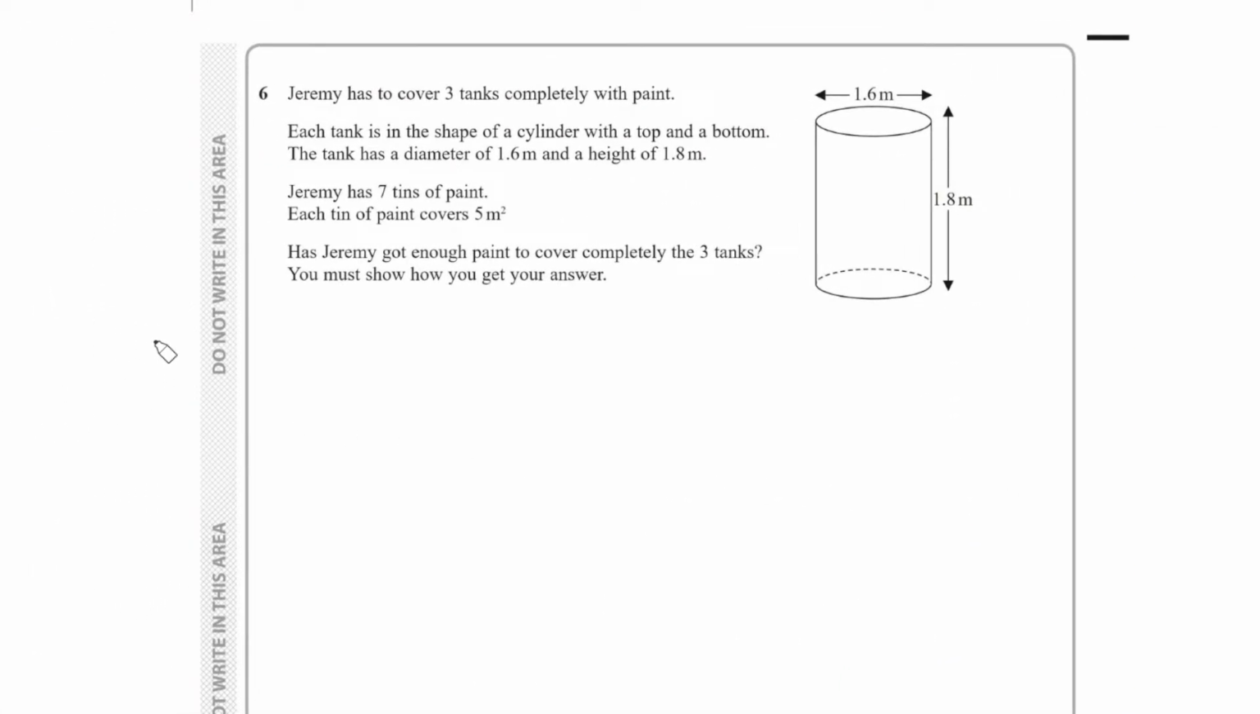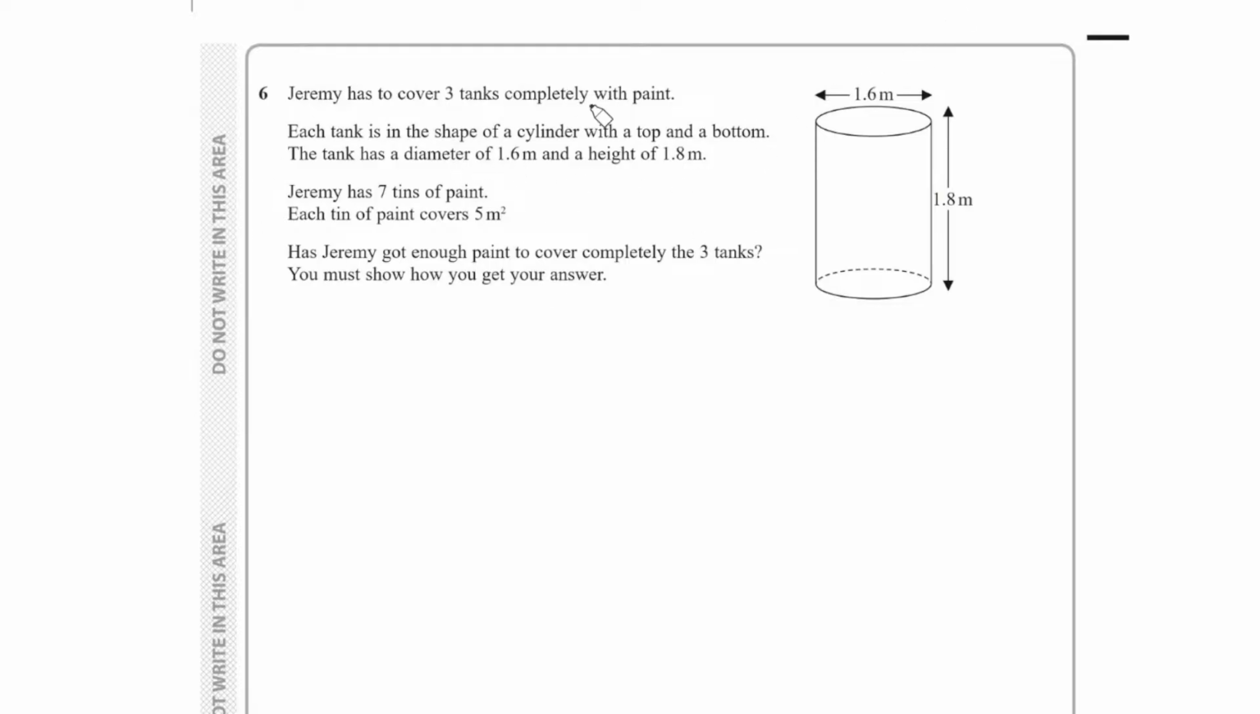Question 6, Jeremy has to cover 3 tanks completely with paint. Each tank is in the shape of a cylinder with a top and a bottom. The tank has a diameter of 1.6 meters and a height of 1.8 meters. Jeremy has 7 tins of paint. Each tin of paint covers 5 meters squared. Has Jeremy got enough paint to cover completely the 3 tanks? We obviously have to show our working as well.